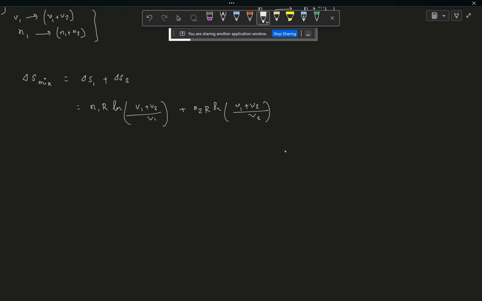Now here's the twist: in the question, if you observe carefully, they have mentioned the mole numbers, that is N1 and N2 of the gases, but there is no mention about the volumes explicitly. So we don't have the information about V1 and V2, but we do have the information of N1 and N2. So the trick we need to use here is that we have to convert these unknown terms into known terms, so that we can finally calculate our delta S mix.